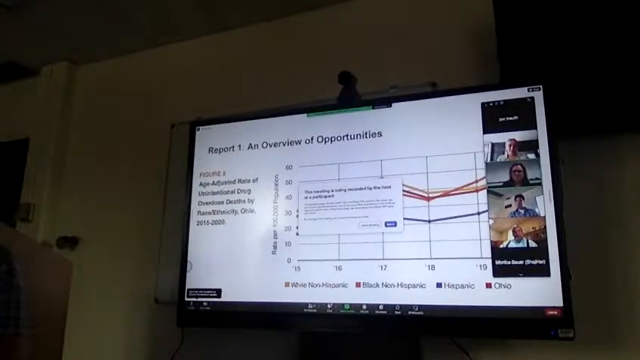And you'll see on this chart where that happened. Just about a little shy, about in between 18 and 19, that's when the Black non-Hispanic unintentional drug overdose death rate surpassed all others in Ohio. So these are the types of things that we talk about in report 1.